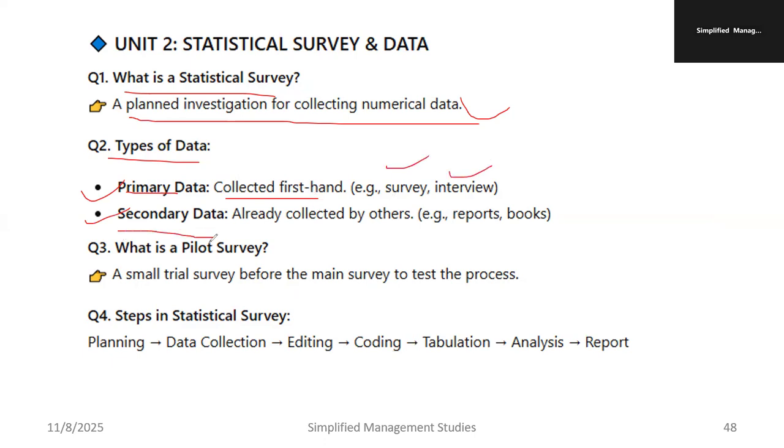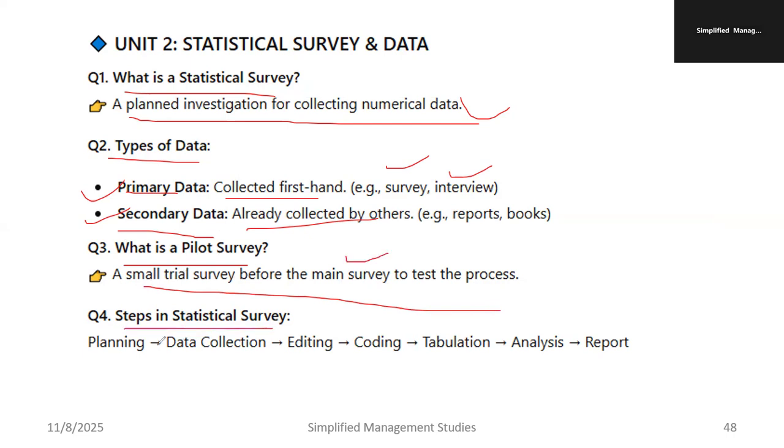If I go to secondary data, it is already existing, from papers, from the literature, from Kaggle datasets, you might have heard about that. So we get so many datasets which are already existing. That is called secondary data. What is a pilot survey? It is just for testing purposes, a trial survey to test the entire process.